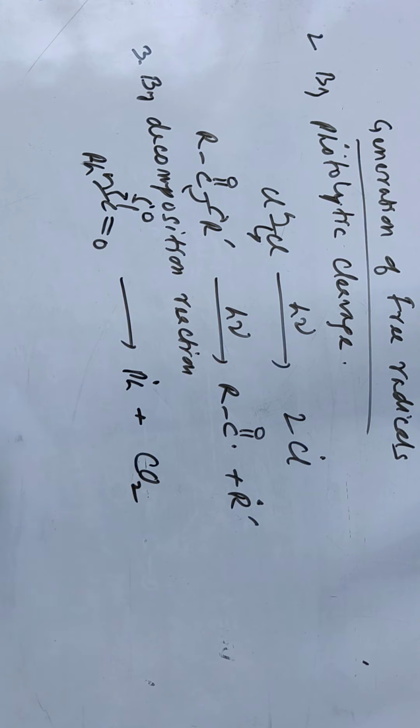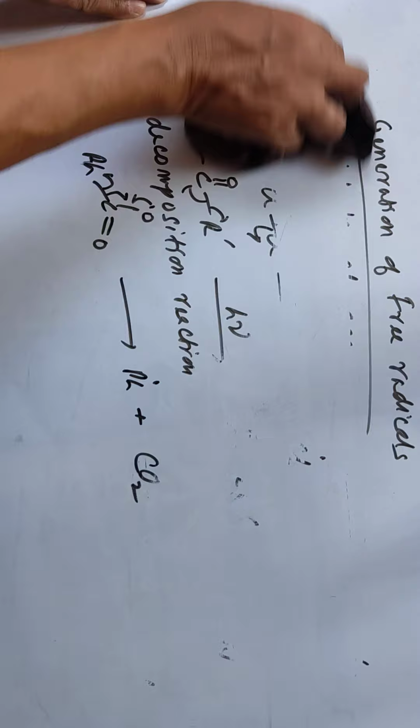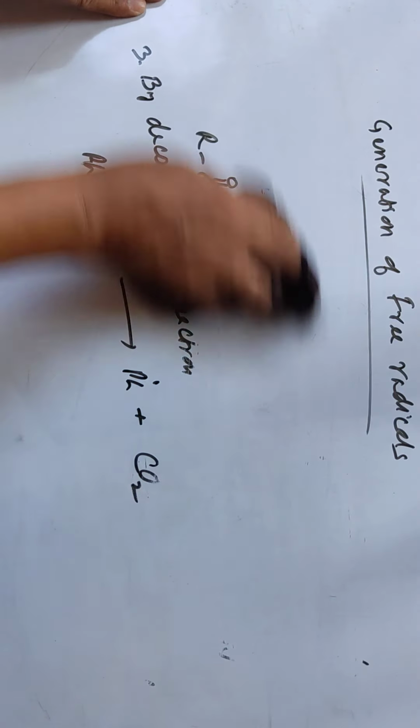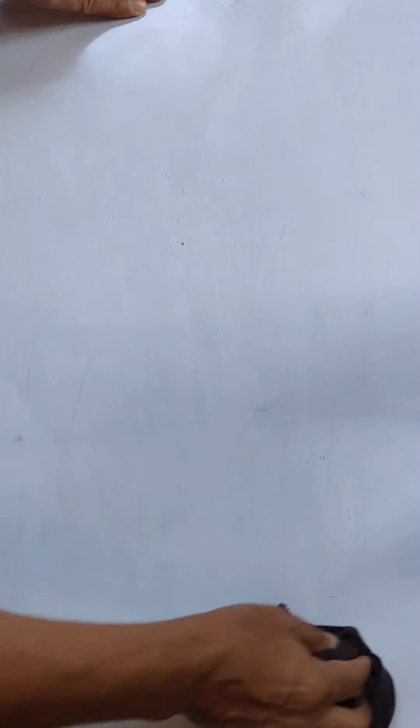So I'm repeating again. Free radicals can be generated in three ways: the first is thermal cleavage, the second is photolytic cleavage, and the third is decomposition reactions. Now let's see the stability of free radicals. Just like carbocations, the stability of free radicals depends on hyperconjugation, inductive effect, and resonance effect.